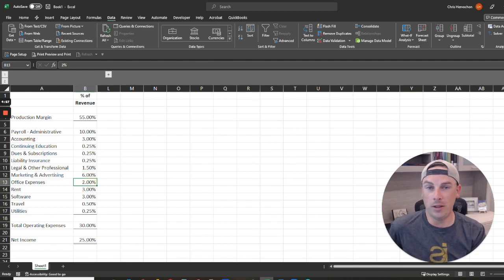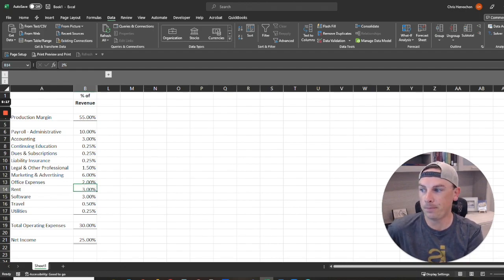Office expense, this is going to be the catch-all. So these are all the things that you use to basically run the business, like the non-sexy stuff. Supplies, like recruiting expense would go in here, paper, pens, ink for the printer, all of that stuff. This is basically your catch-all. Where we're seeing that is around 1.5% to 2%. So in here we have 2%.